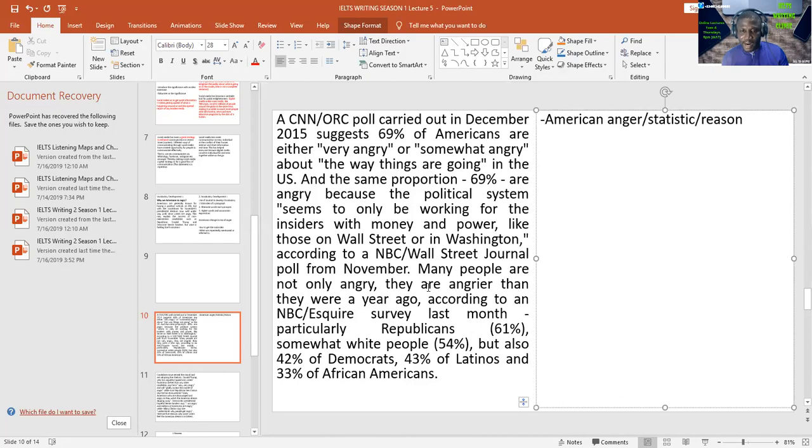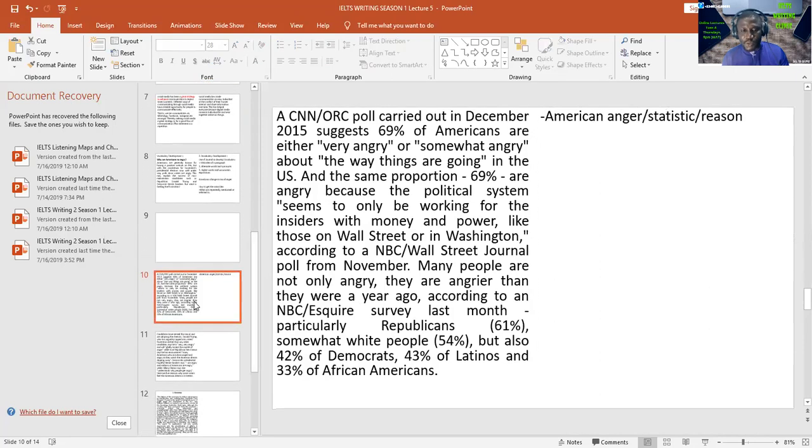And if you look at the whole paragraph, it is emphasizing the statistics of anger and the reason for anger. In the second statement, they say they are angry because of everything that is happening. Many people are not only angry, they are angrier than a year ago, according to the poll. So it's talking about that proportion again. Here it broke them down according to party and demography, Latino and African American. So that's the way to get the main idea of a paragraph.